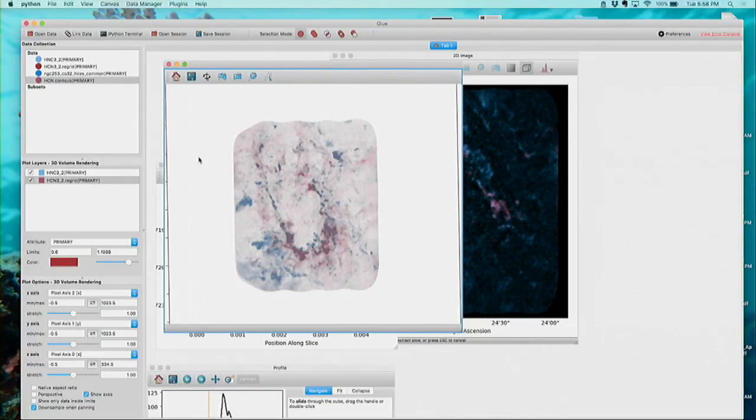Here again, I also got a chance to play with glue today. What you're seeing here is an overlay. This is a 3D view, and I'll show you the position velocity in a moment, showing two lines simultaneously. The red is showing you the HCN 3 to 2 line, and the blue is showing you the HNC 3 to 2 line.